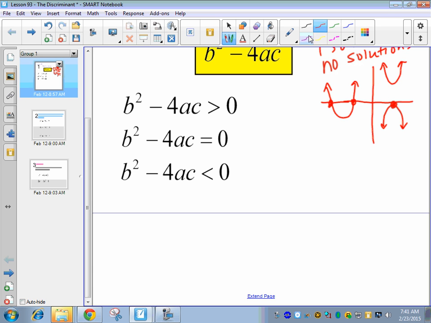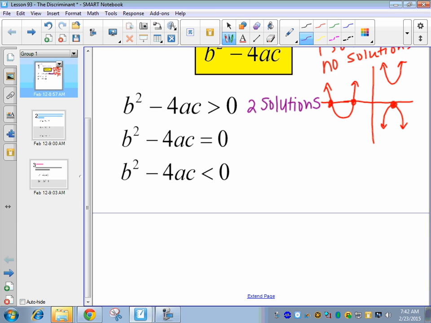Okay? So if you get a discriminant that is greater than 0, so you get a positive discriminant, and you should write this down, then you know that there are 2 solutions. Another word for solutions is x-intercepts, zeros, and roots. Okay, those words are interchangeable. X-intercepts, zeros, and roots.